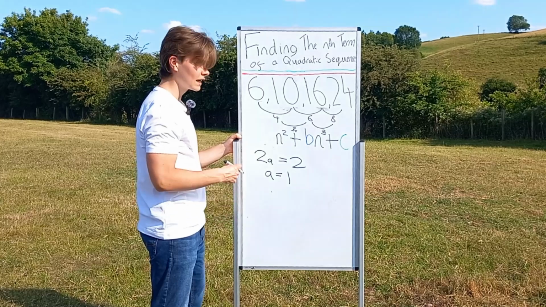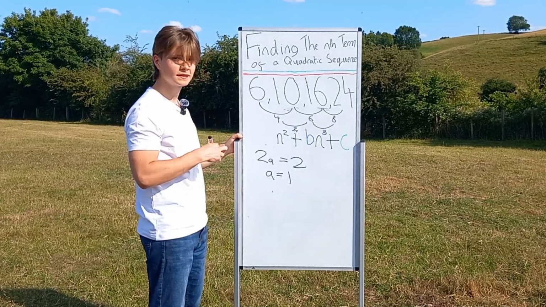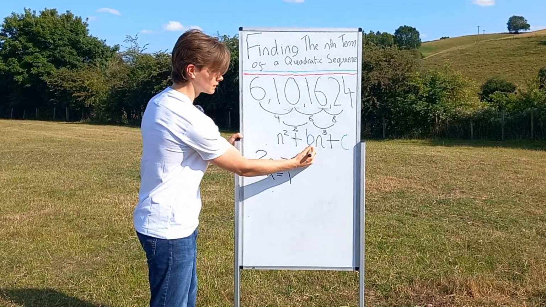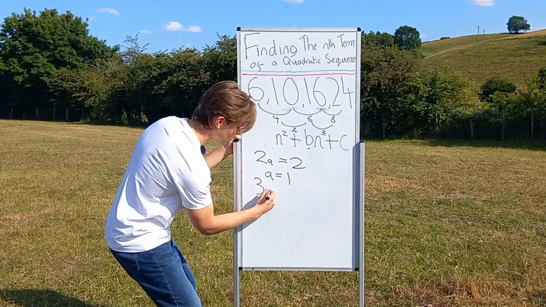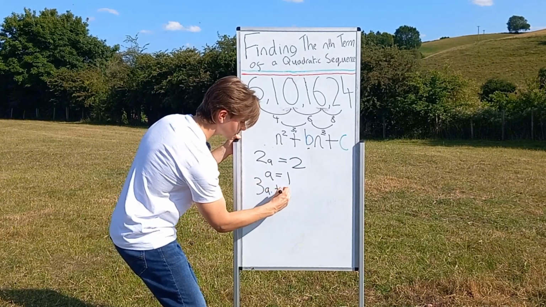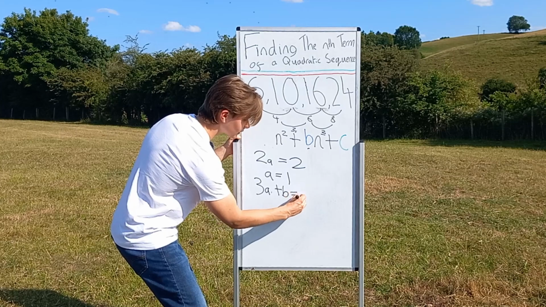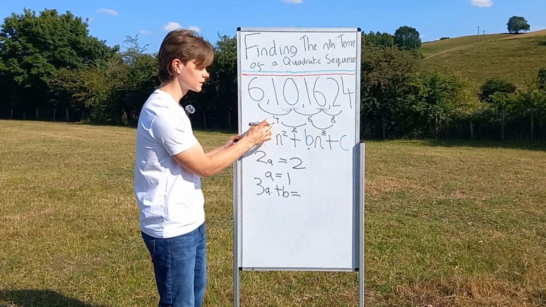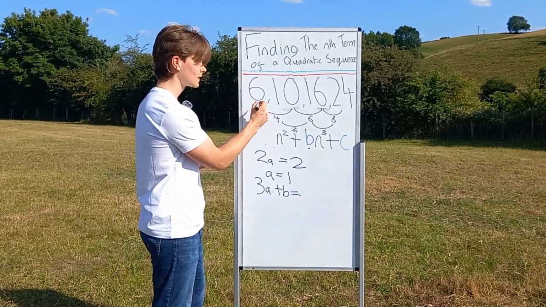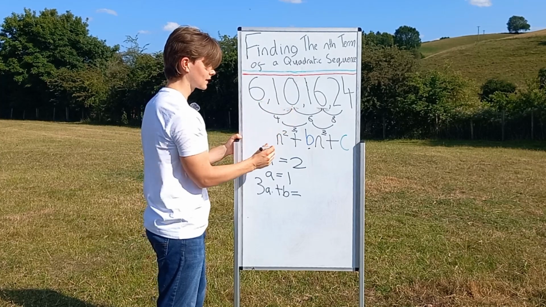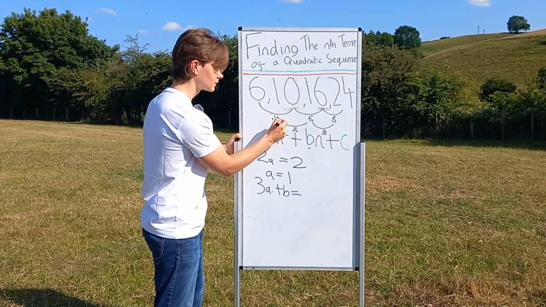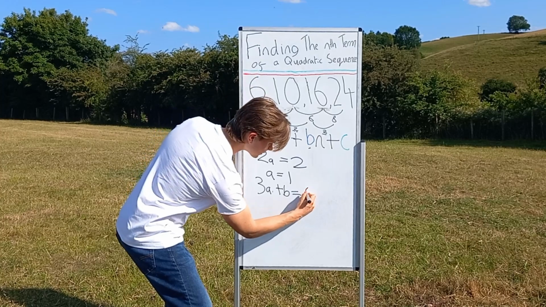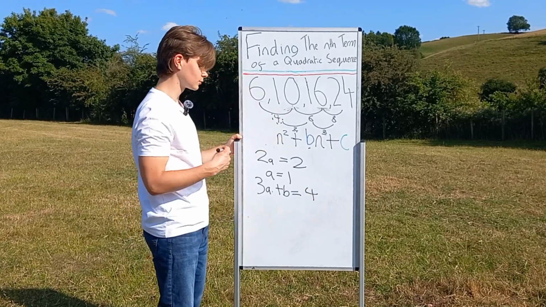there. And then once we've found a, we can use our second equation to find b. And that's going to be that 3 times a plus b equals our first difference. So in other words, the difference between the first and second number. So in this case, 4.